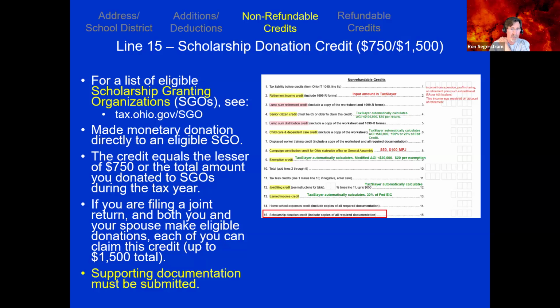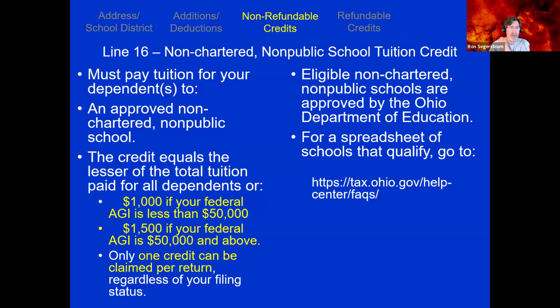But again, supporting documentation must be submitted, and TaxSlayer allows us to upload a PDF of that supporting documentation if they have a PDF to give us. I haven't seen this before, but it seems like we could possibly see it. Okay. So line 16, non-chartered, non-public school tuition credit.